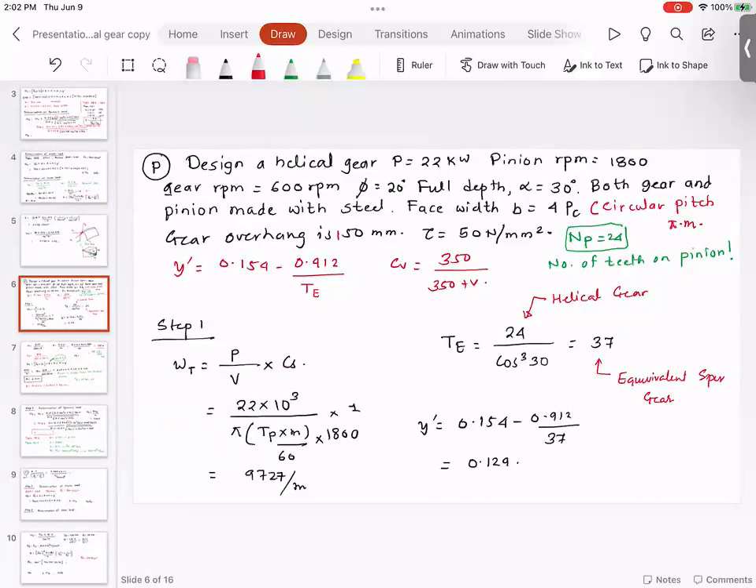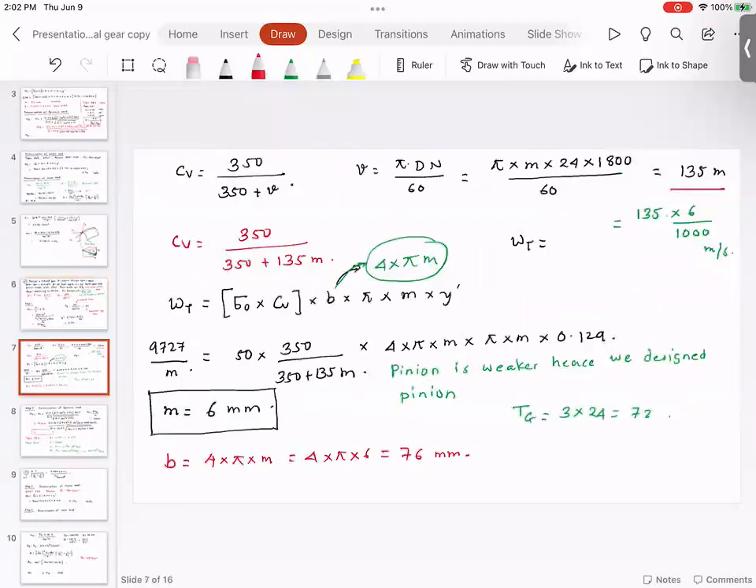For shaft design, the value of tau is given, so we would follow this process. First, we will find out the WT, assuming the service factor is equal to 1. Next, we will use the beam strength equation. As you can see, there is M floating around, so the entire equation will be in terms of M. You can solve this equation and find out the value of M at 6 millimeters.